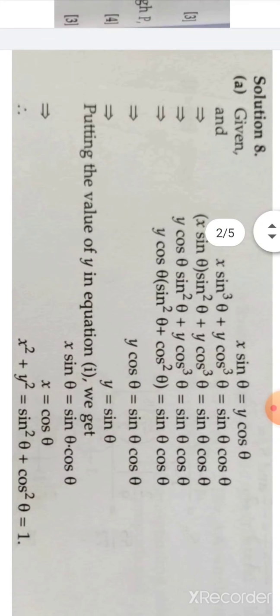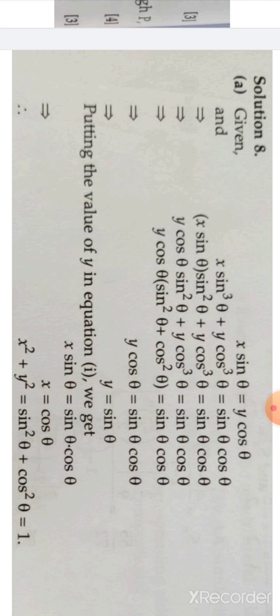A part. Here x sin theta is equal to y cos theta, we are given. Also x sin cube theta plus y cos cube theta is equal to sin theta cos theta, given. Now x sin theta is taken separate from x sin cube theta, with sin square theta being separate, plus y cos cube theta as it is, equal to sin theta cos theta.